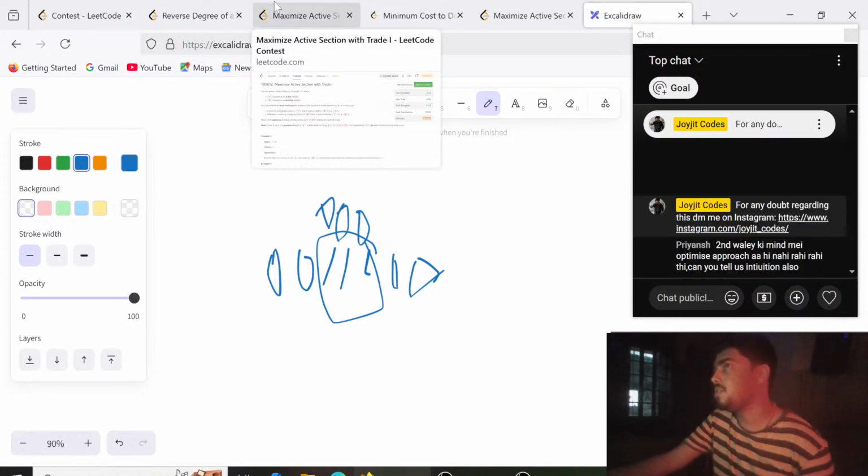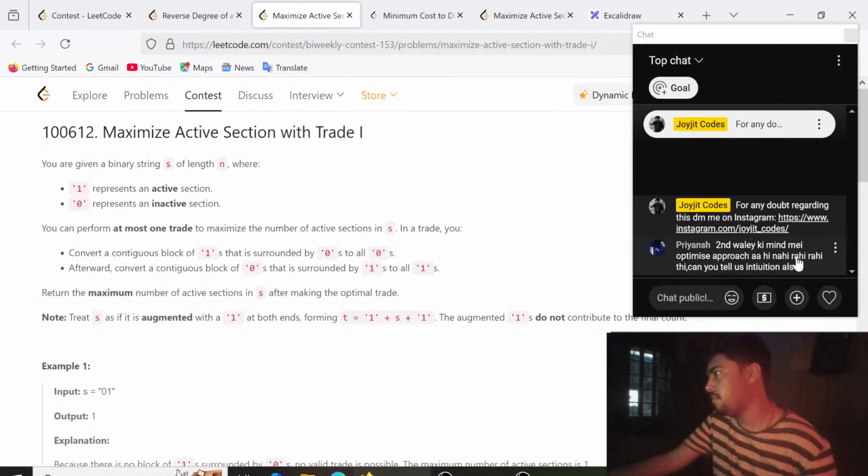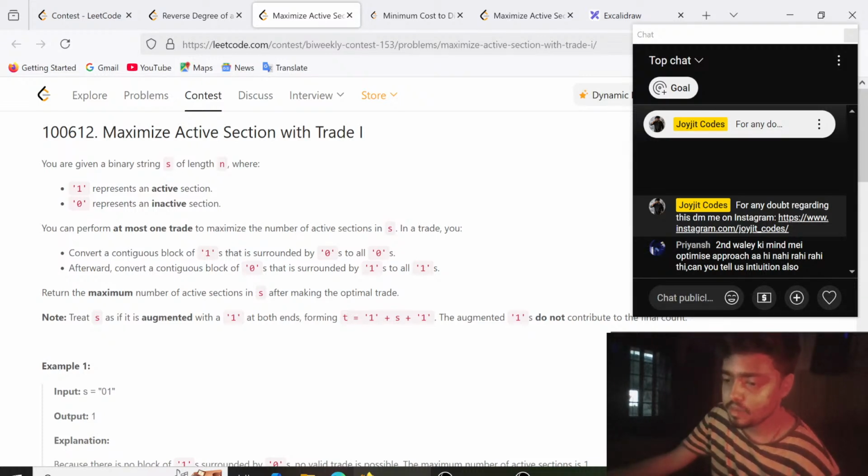But we are not going to just stay there. The optimized approach for the second one was already coming to mind. Can you tell us the intuition also? I'm doing the second one, the same one. I'm explaining that, okay.